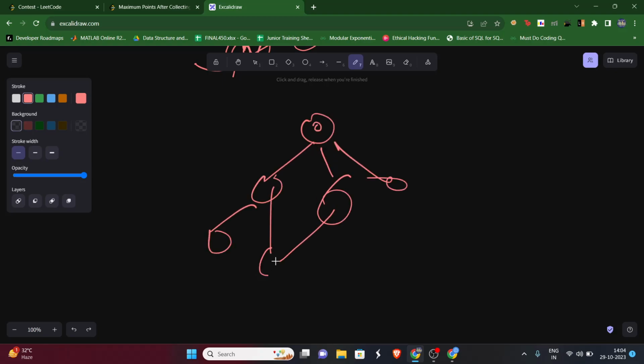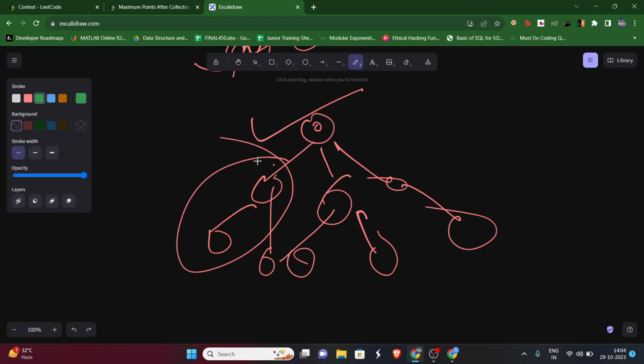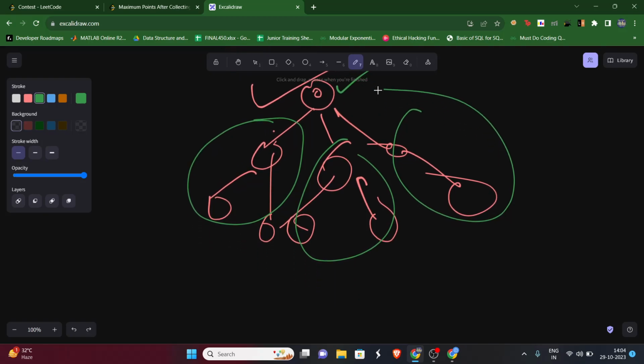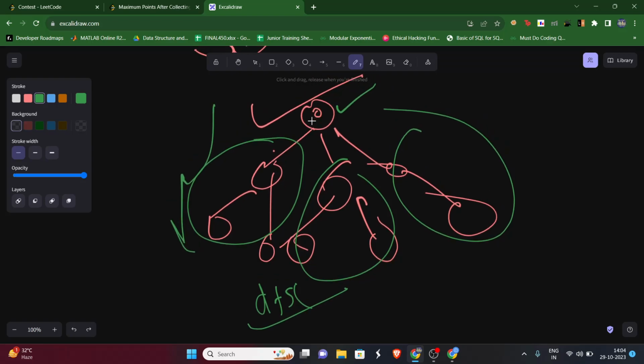So what we can see from here is, if we want maximum coins here, we will have to take all the coins from this subtree, all the coins from this subtree, and all the coins of this subtree, plus the coins over here. Now going with the basic approach, we can simply run a DFS, because using DFS we can traverse this entire tree, right?